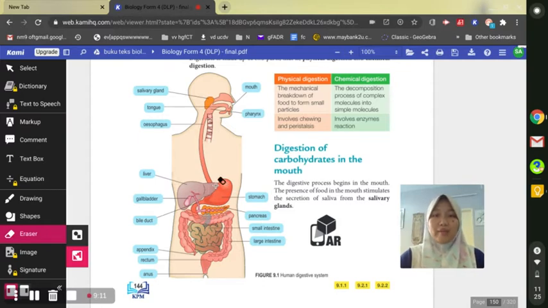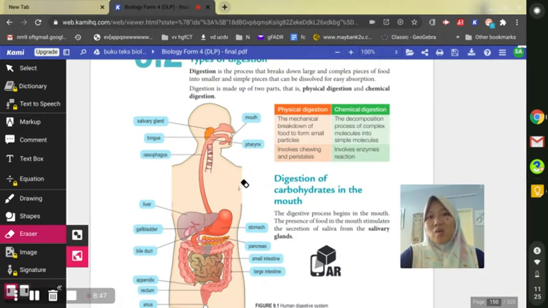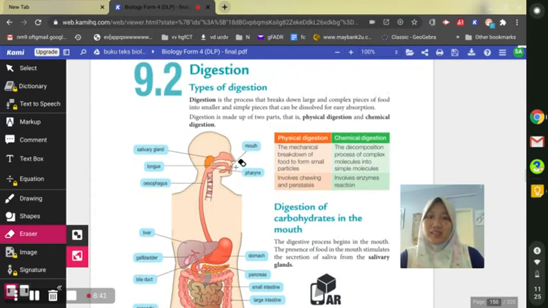Apart from that, we have glands: salivary glands, gastric glands, and intestinal glands. What do glands do? Glands will secrete a juice that has enzyme in it. The enzyme helps to break down the molecules. So that is our digestive system, the alimentary canal. Okay, next, what is digestion?